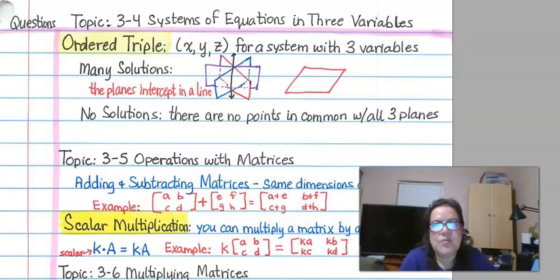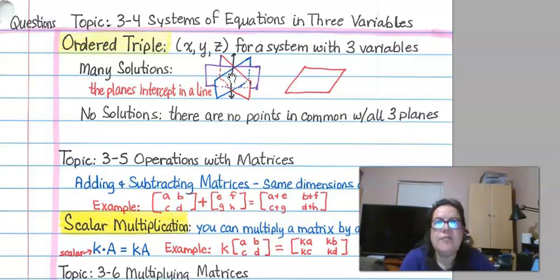So in section 3.4, we continue looking at system of equations, but now it's system of equations with three variables. And so an ordered triple is where you have the x, the y, the z now a variable in there. For a system with three variables, you will have many solutions possibly, right? Because that means that they intersect in something like this here. So they have a whole bunch of spots, right? So there's just infinitely many solutions.